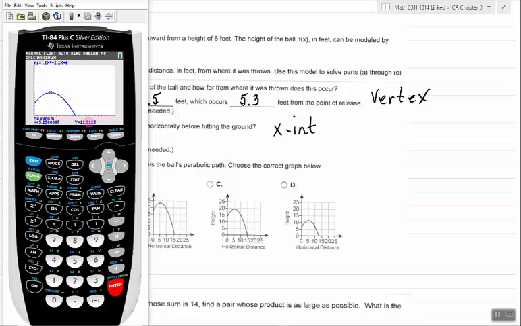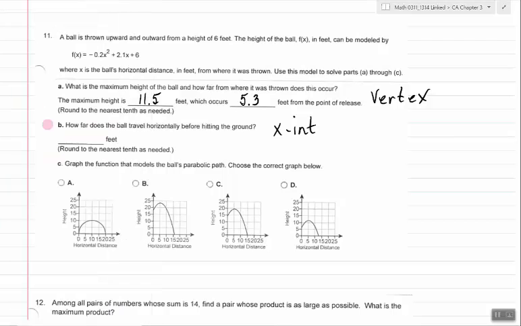Okay, then it wants to know how far it goes before it hits the ground, and that's the x-intercept. So second trace, which is calc, number 5, intersect. And remember, you can toggle and travel on the x-axis if you want. You're just trying to get very close to that. Enter, enter, enter. Once again, it says round to the nearest tenth as needed, so that will be 12.8.